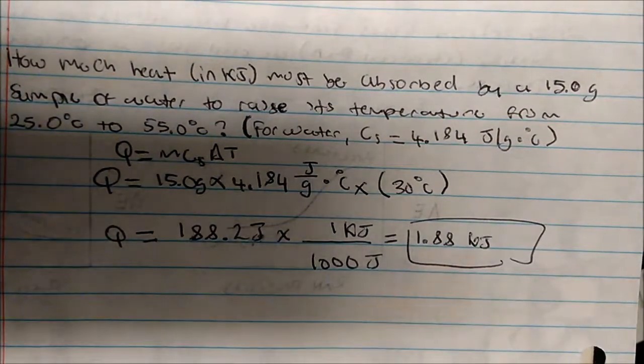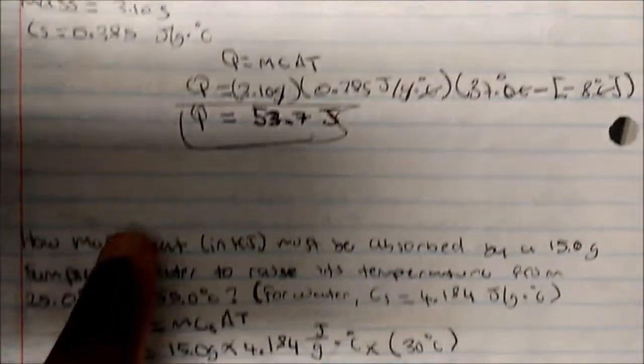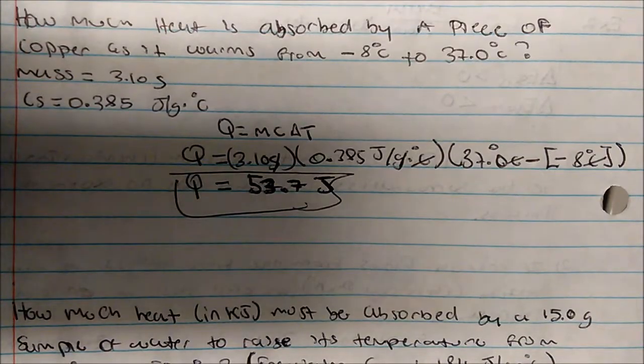Okay. So Q is equal to mC delta T is a very important formula we need to remember. And the problems are pretty much straightforward.